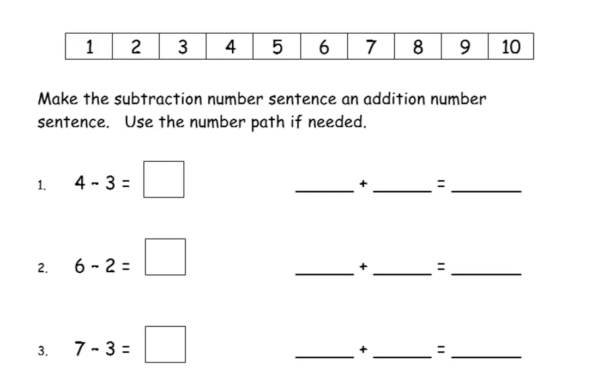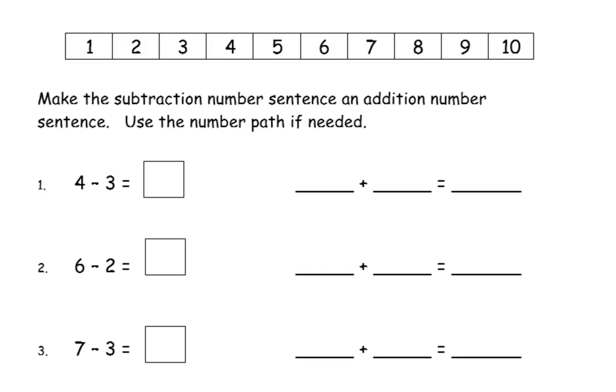This tutorial is for first grade, Module 1, Lesson 27. In Lesson 27, we're going to continue using the counting on strategy to solve subtraction problems and then relate those subtraction problems to addition problems. The first problem shows 4 minus 3.